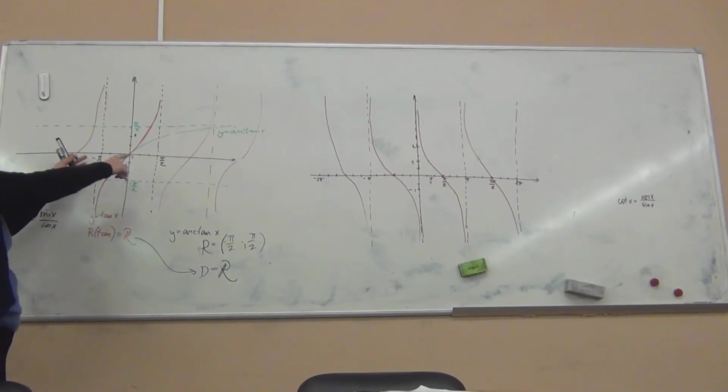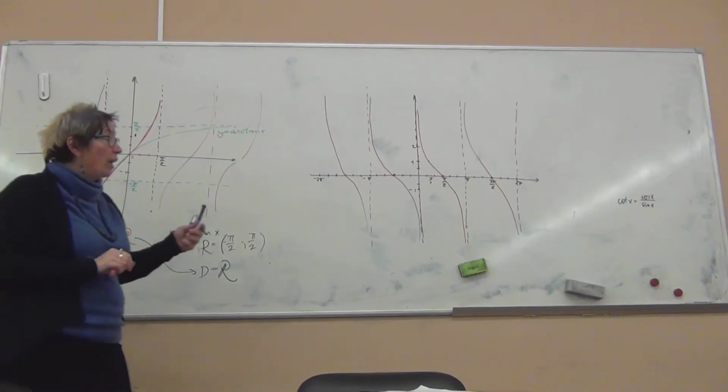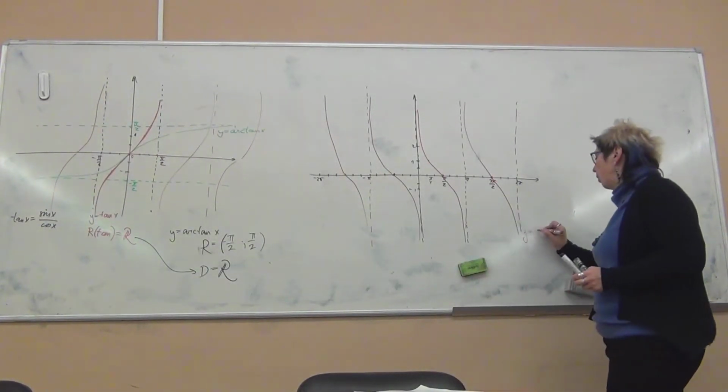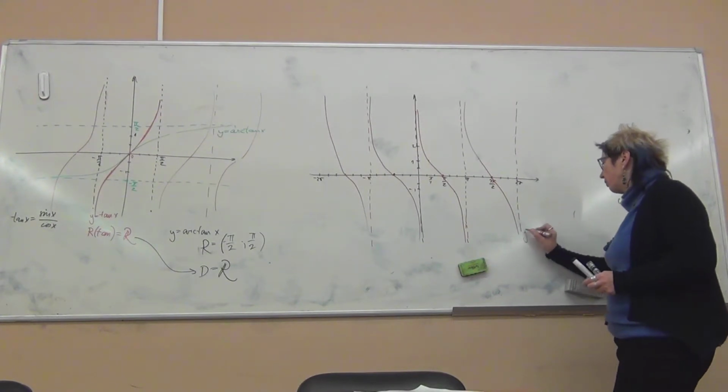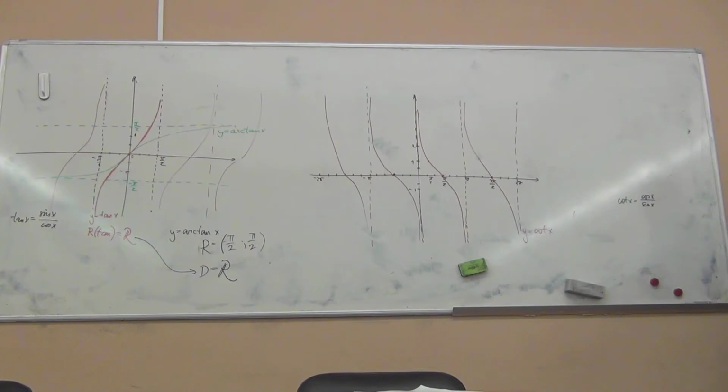And of course, these segments are translated, they are shifted. So this is the graph of cotangent x. Many of you know the cotangent function by its notation CTG, but I will be using the international notation, mostly cotangent.